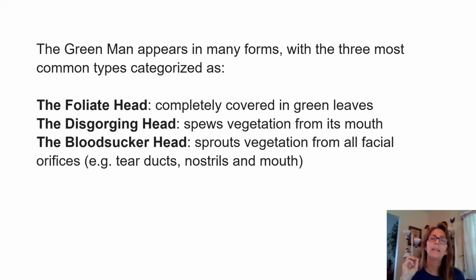All right, so the Green Man appears to have 3 different types of categories. You've got the foliated head, which means the leaves around the face. You can see the face, or the face has a lot of leaves on it. Disgorging head, that's where you've got the leaves and vegetation coming out of the mouth. All right, and then your bloodsucker is where you have vegetation coming from all different parts of the orifices. So coming out of the nose, coming out of the eyes, coming out of the mouth. Okay, so those are your 3 different ones.